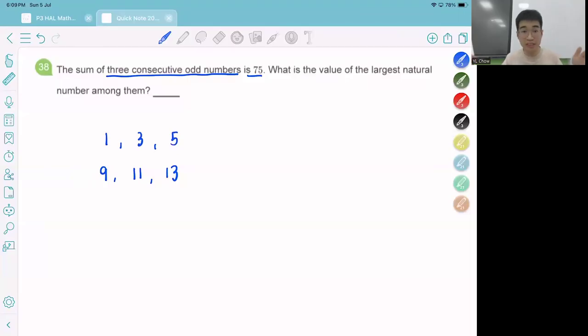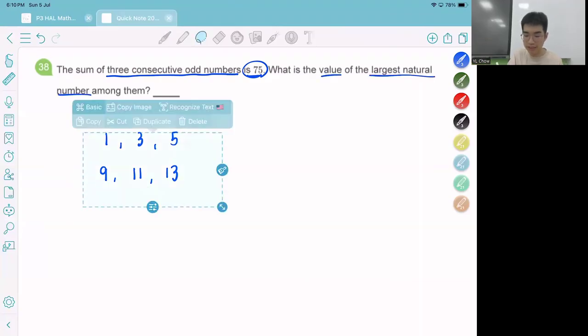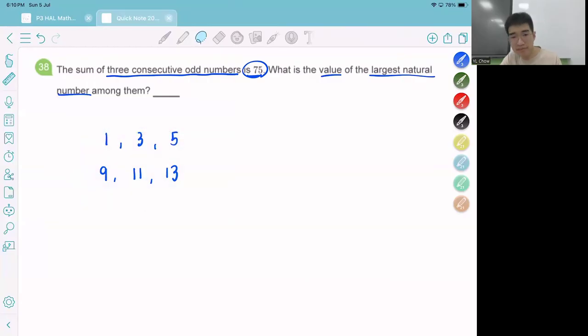Now, I just need to choose three specific consecutive odd numbers so that they add up to 75. Of course, you can list, or if we observe the pattern later, you will realize there is another systematic way to do this. Anyway, we are asking what is the value of the largest natural number. So how should I do this? Of course, you can check one by one, list out all the possible triplets. But let's observe the pattern, right?